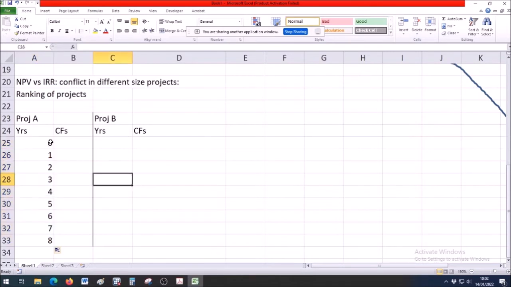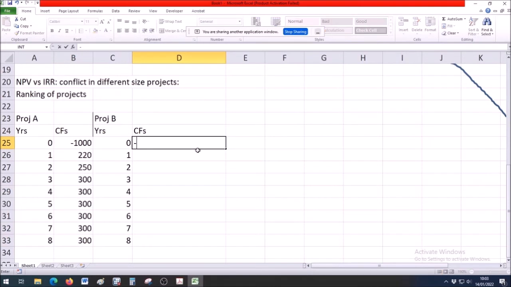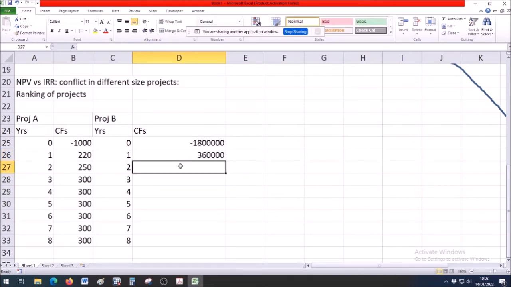Okay, say an 8-year project, minus $1,000, let's say, giving us 220, 250, 300, and 300. And negative 1,800,000, giving us 360,000 back every year, for example, right?